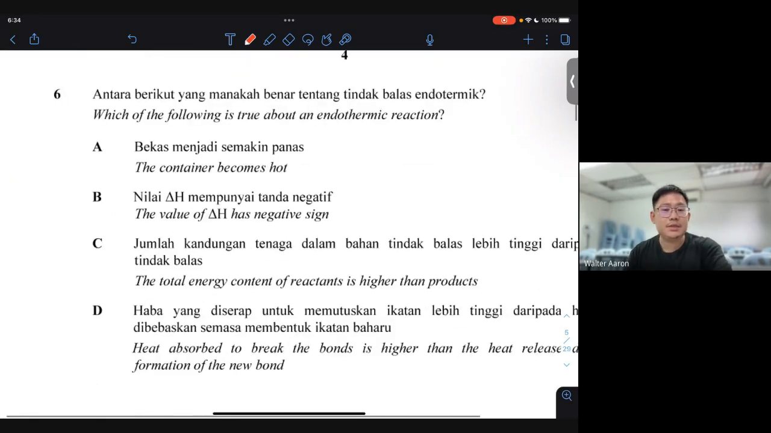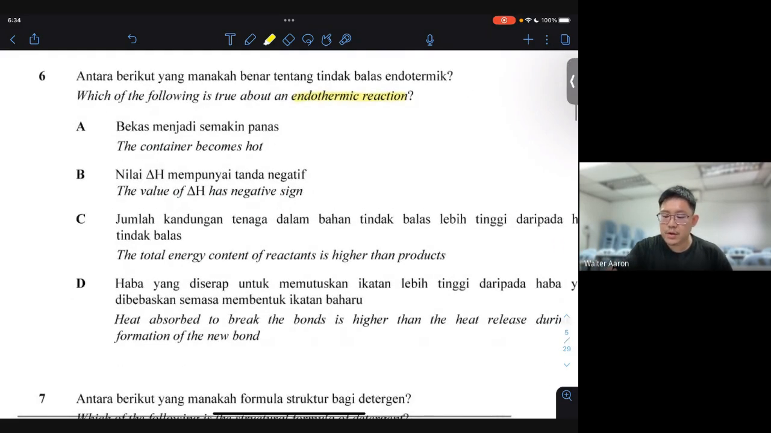Let's look at number 6. For number 6, which of the following is true about an endothermic reaction? So an endothermic reaction is a reaction that generally absorbs more heat to break the chemical bonds rather than to release more heat to form new chemical bonds, okay? And because of that, the answer here technically will be D, okay?